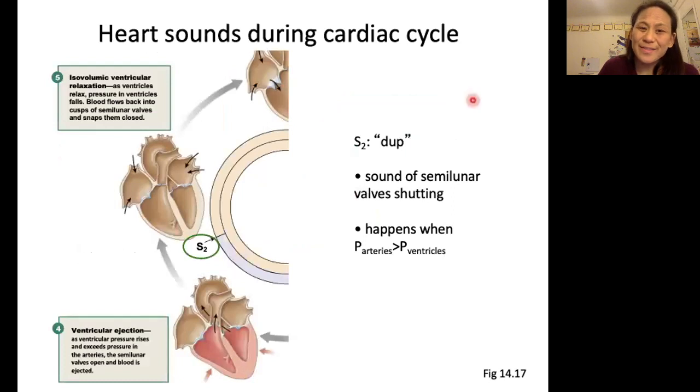The second heart sound, the dup of lub-dup, is caused by the semilunar valves shutting. So it's going to happen here in the cardiac cycle. And again, I just want to remind you that it happens as the ventricles are relaxing. The pressure in the ventricles is going to fall, and at some point it's going to fall below the pressure that is in the arteries. And that's what's going to cause the semilunar valves to shut and make that sound.